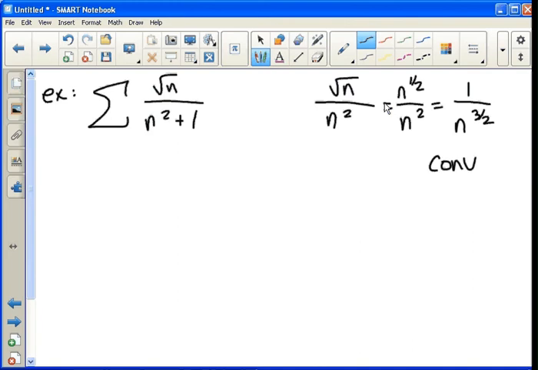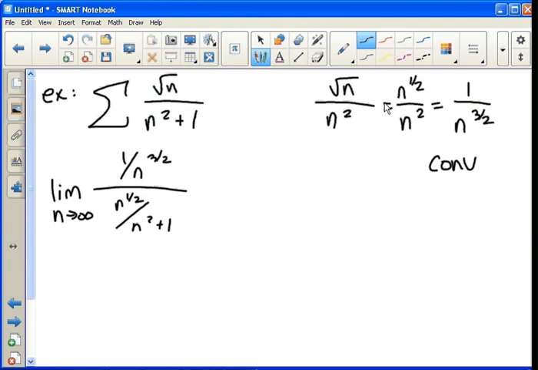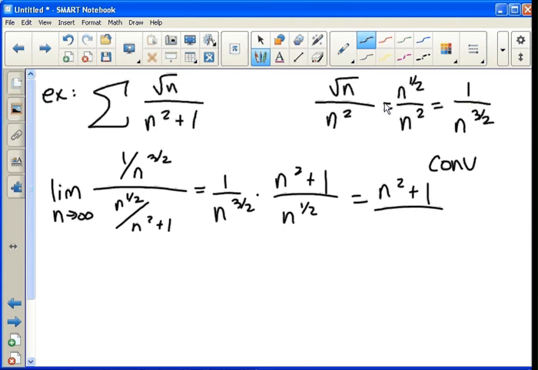So it converges. Now we're going to take the limit as n approaches infinity of 1 over n to the 3/2 over, I'm going to change this to n to the 1/2 over n squared plus 1. When we are dividing two fractions, we need to multiply by the reciprocal. So on top we have n squared plus 1. On the bottom, n to the 3/2 times n to the 1/2 is n squared.